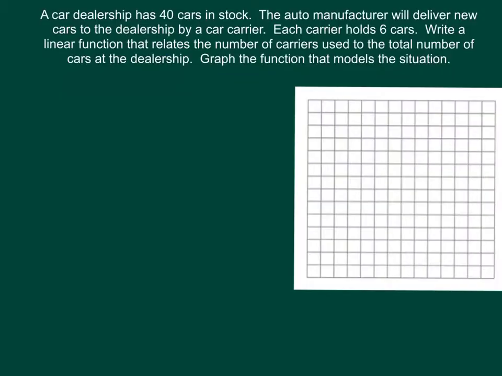Okay, here's our first example. A car dealership has 40 cars in stock. So this is what they already have. And then the auto manufacturer will deliver new cars to the dealership by a car carrier. Each carrier holds 6 cars. So write a linear function that relates the number of carriers used to the total number of cars at the dealership. Graph the function that models the situation. So think about the rate of change and the initial amount.